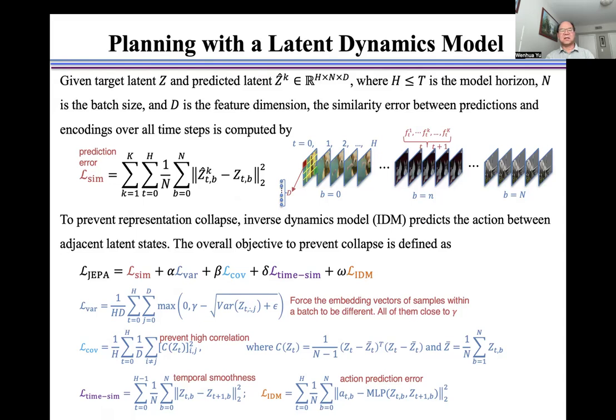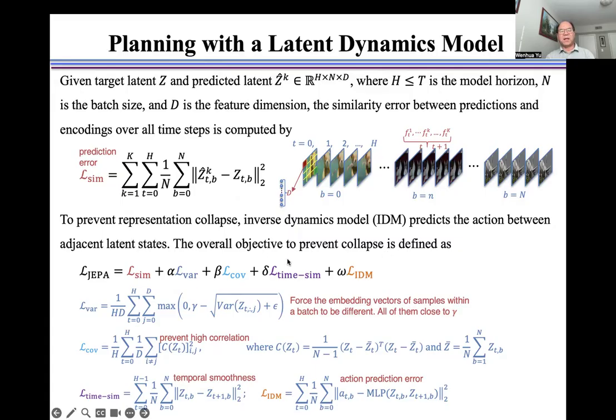size, and d is the feature dimension. The similarity error between predictions and encodings over all time steps is computed by using this formulation. The indices are explained in this figure. To prevent a representation collapse, an inverse dynamics model predicts the action between adjacent latent states.